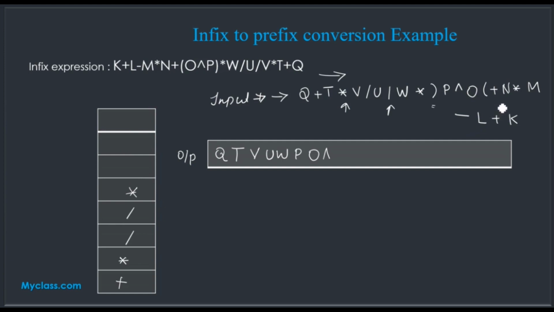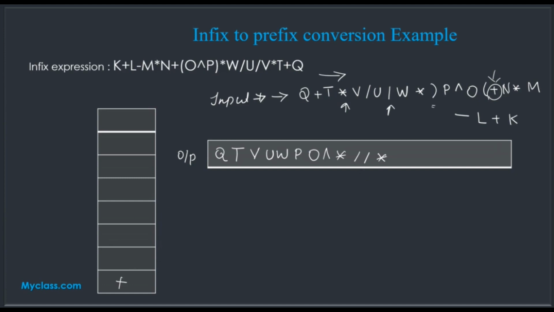So there is a plus. Plus has lower precedence than the star, so we want to start popping. We are popping star. Division also has higher precedence compared to our incoming character plus. So we pop that division also, and the star also, because star also has higher precedence compared to our incoming operator plus. So we have popped all these operators and added them into our output expression.